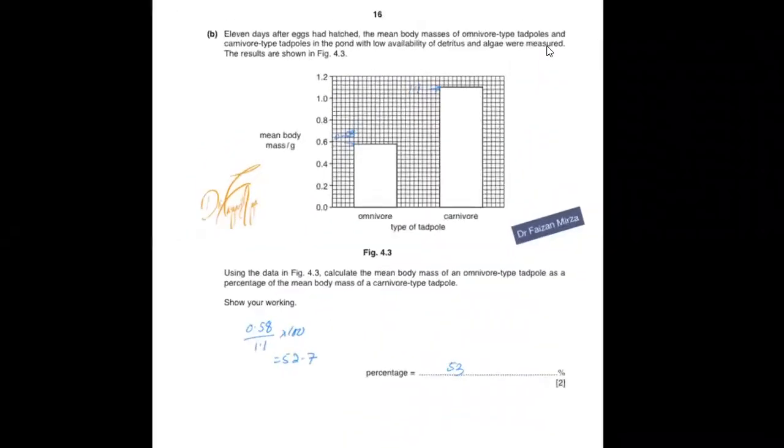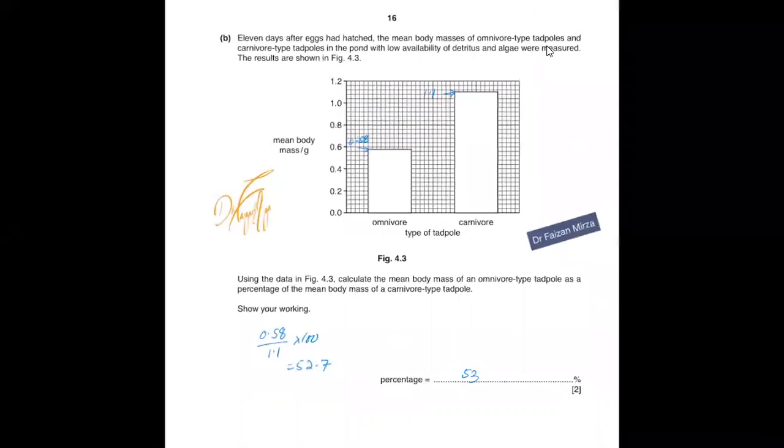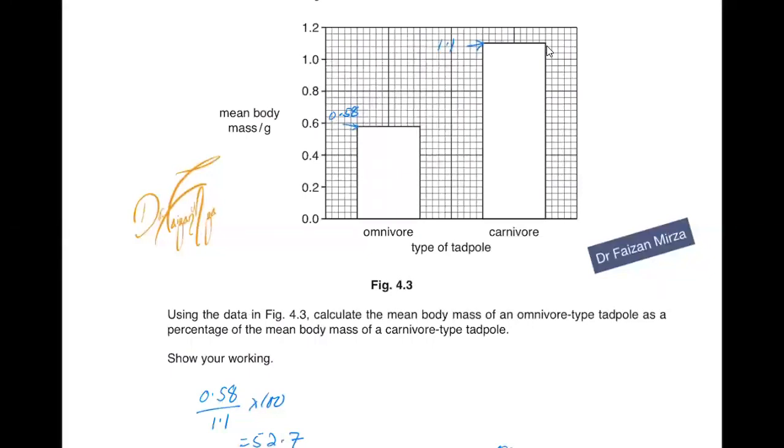So further, they are saying 11 days after the eggs hatch, the mean body mass of omnivore tadpoles and carnivore tadpoles in the pond of low availability of detritus and algae were measured. The results are shown in figure 4.3. So you can see the data here. The bars here need to be seen for which value they are showing. So this bar is actually 0.58. This bar is about 1.1. You can just read it from the y-axis here.